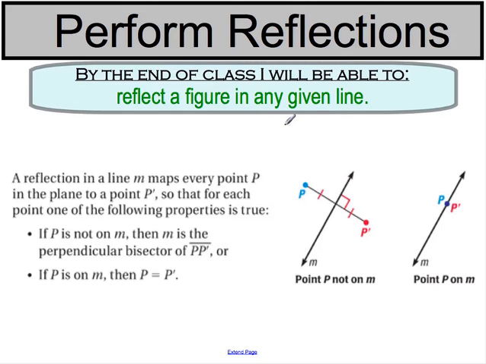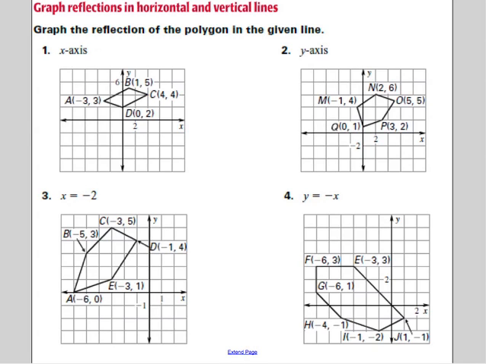Basic idea with a reflection is if something is on your line, it's going to be its own reflection. Otherwise, the idea is you figure out how far it is, the perpendicular distance to the line, then you go that exact same distance, a perpendicular distance, and make a point there. That will be the image of your pre-image.